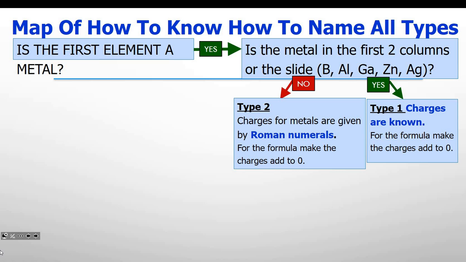But either way, both of these types, type 1 and 2, we are still trying to balance the charge and make it equal 0. So we say, I need this many of this element and this many of this element to be able to add together and equal 0.